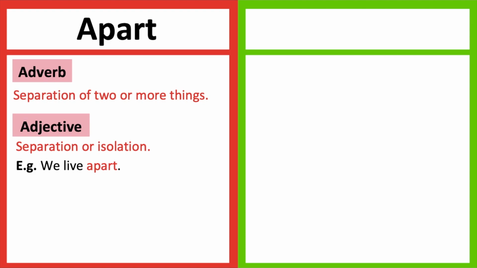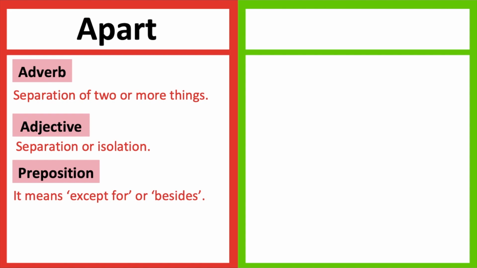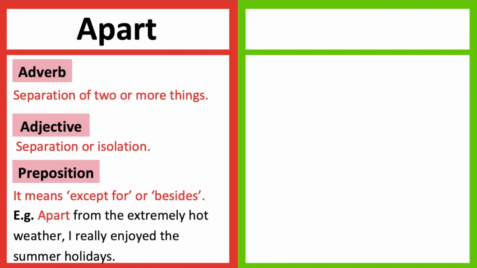Lastly, apart can be used as a preposition. As a preposition, it means except for or besides. For example, apart from the extremely hot weather, I really enjoyed the summer holidays. Note that when it's used as a preposition, it's commonly followed by the word from. Apart from.